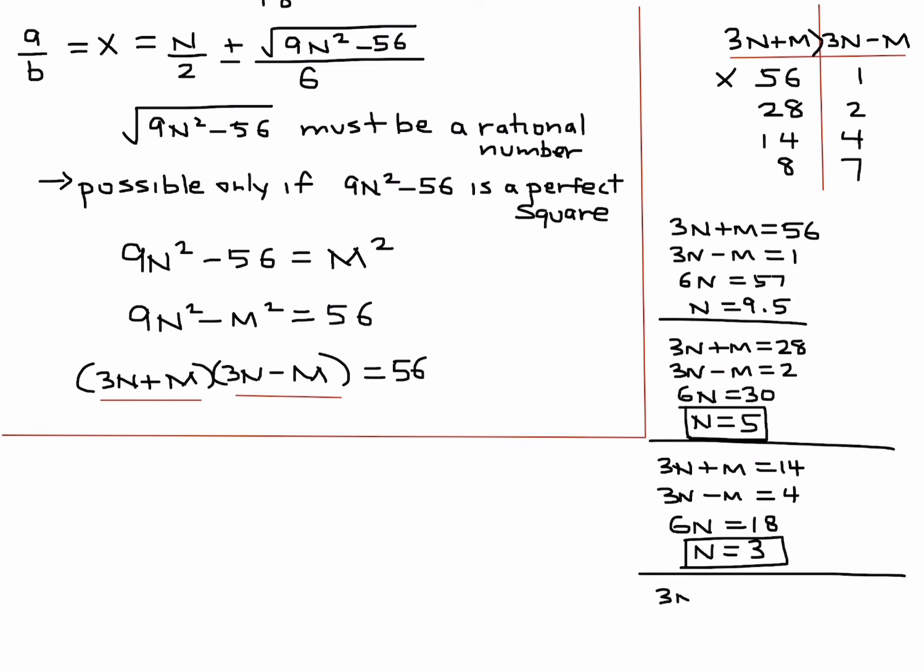And then the last one, 3n plus m is equal to 8, 3n minus m is equal to 7. And this gives me 6n is equal to 15. And that would mean n is equal to 2.5, and that's not an integer. So 5 and 3 are my only values of n. So let's use those and figure out what we get for a over b using this equation right here.